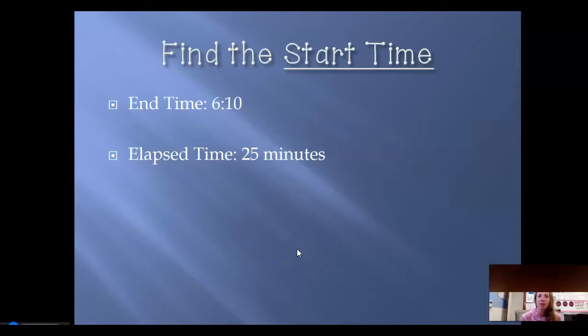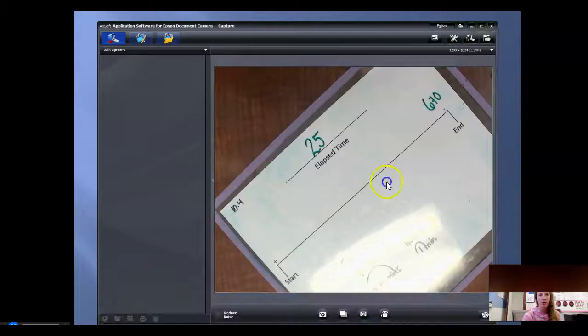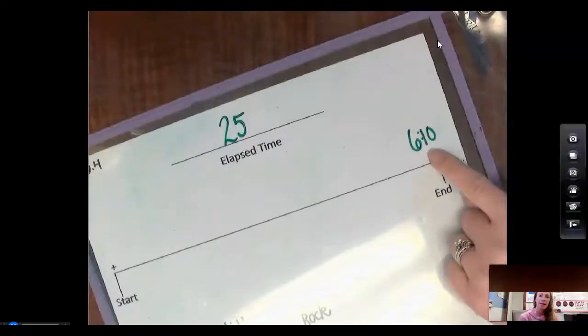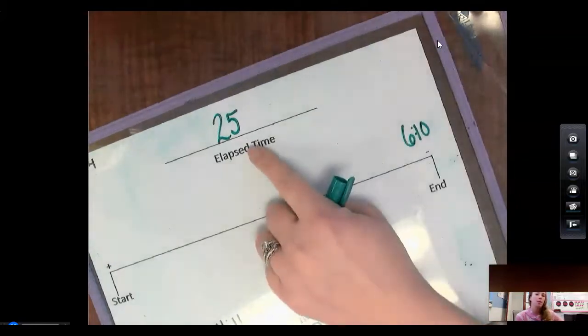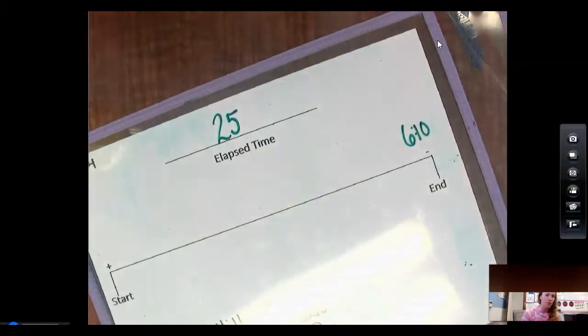Our first one says we're going to find the start time. That means we don't know the start time. We know that our end time is 6:10. And we know that our elapsed time is 25 minutes. All right, so on your paper, you should have written that your end time is 6:10, your elapsed time is 25 minutes. Pause the video if you need to get that filled in, and then press play.